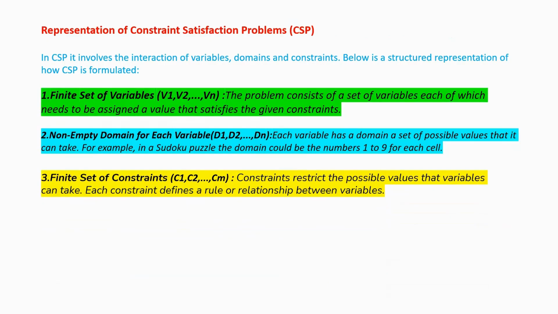Then a finite set of constraints: C1, C2, up to Cm. So here we have scope and relationship in it. A constraint restricts the possible values that variables can take. Each constraint defines a rule or relationship between the variables. Each individual constraint Ci is typically represented as a pair of scope and relationship. The scope is the set of variables that are involved in this particular constraint. For a binary constraint, the scope would be two variables. For higher order constraints, it would be three or more.